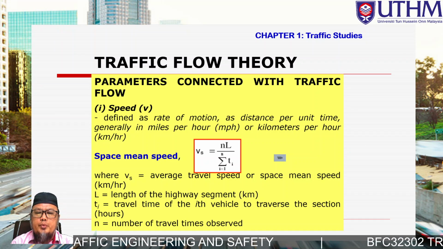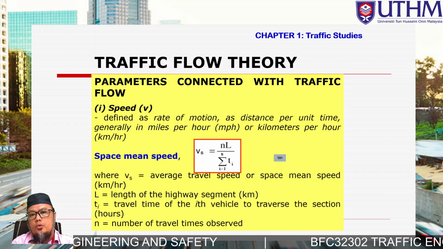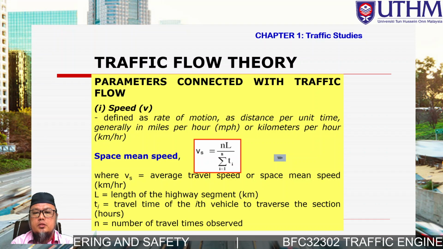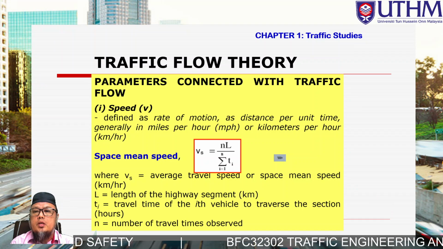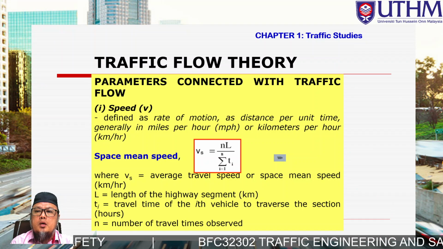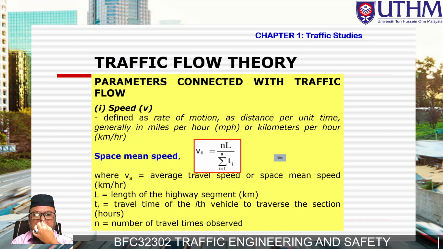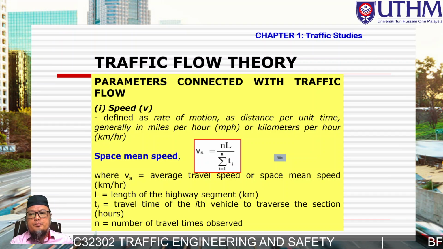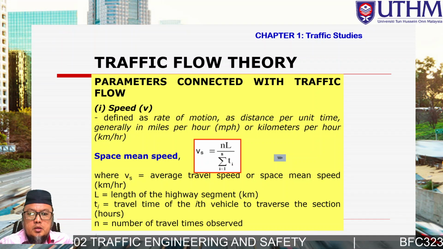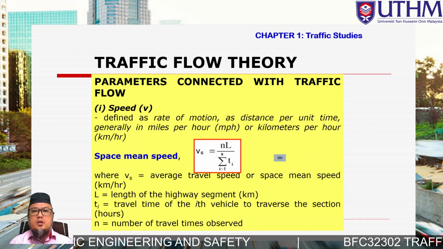The first one is speed. We just learned the speed itself, but now we want to look at the theory behind the speed itself. Okay, it's the rate of motion as distance per unit time, generally miles or kilometers per hour. Okay, we have divided speed into two categories. The first one is space mean speed, which looks at the space itself.